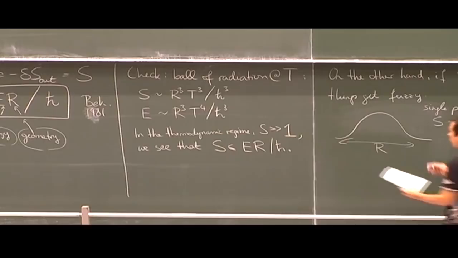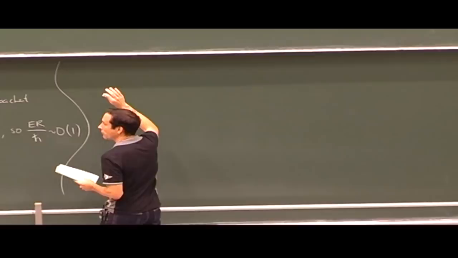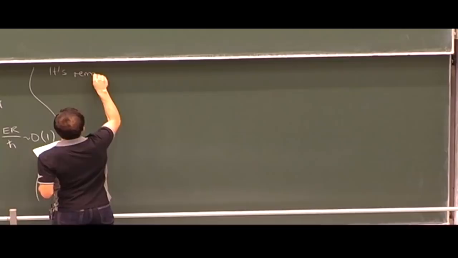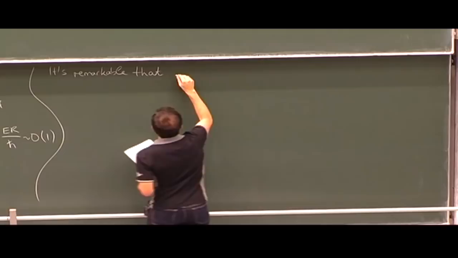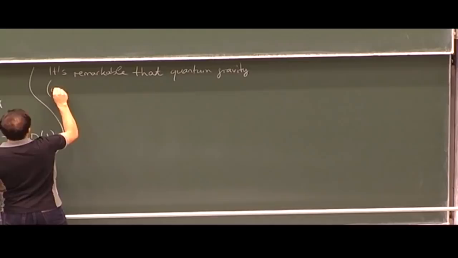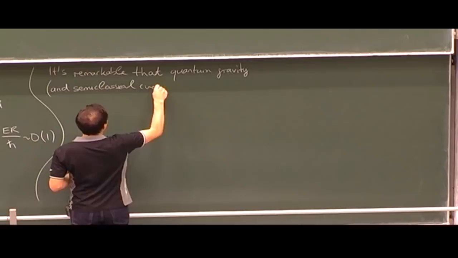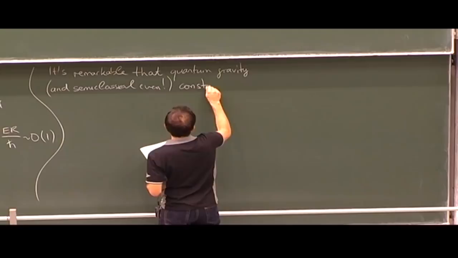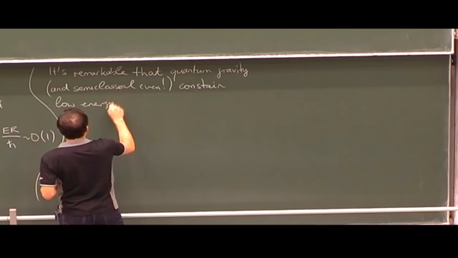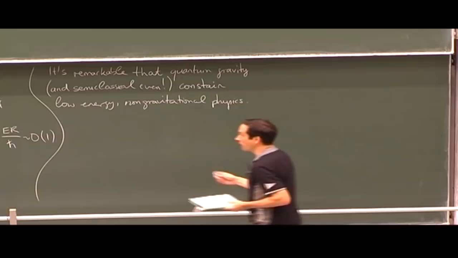region. So, for example, I can write down a global quantum state. So let me just write down a few things first. So I'm not really using quantum gravity here, but some kind of semi-classical limit of it. So it's remarkable that these ideas about quantum gravity actually constrain low-energy non-gravitational physics. Assuming, of course, that these ideas are correct. Okay.